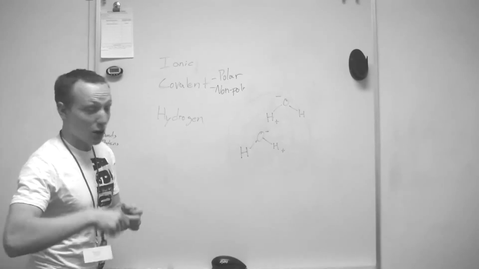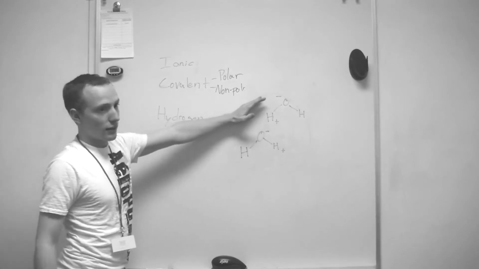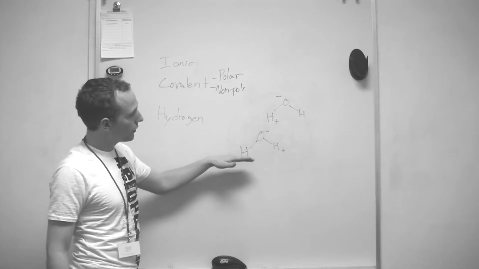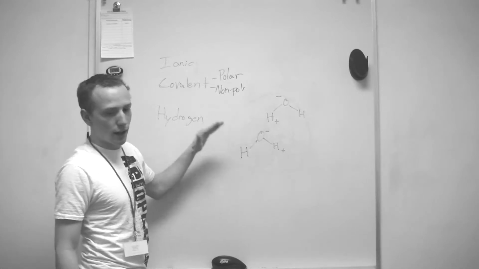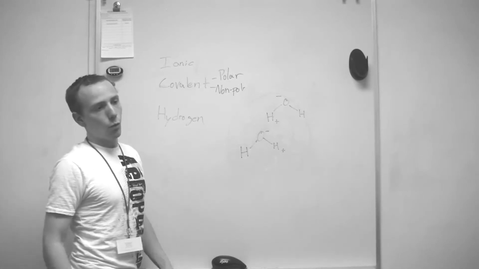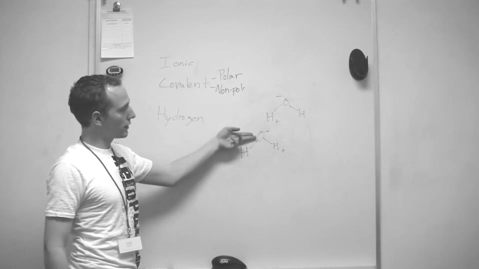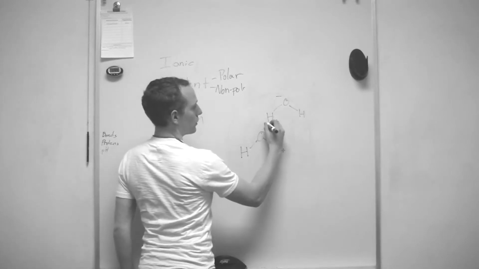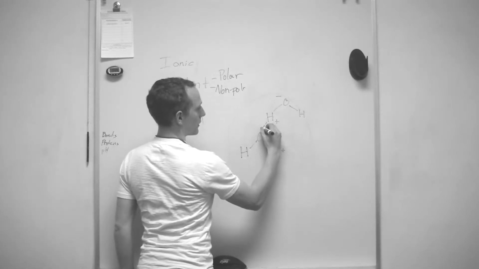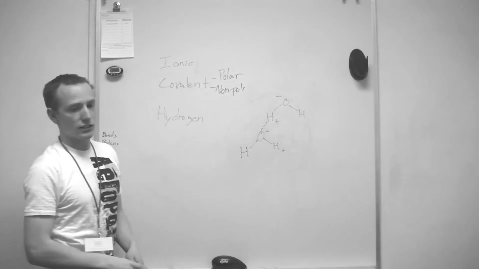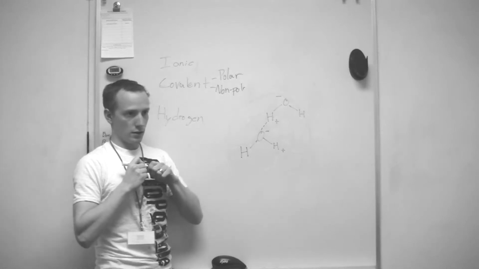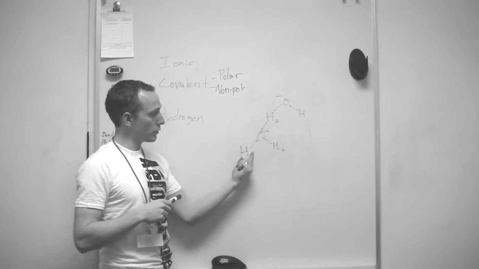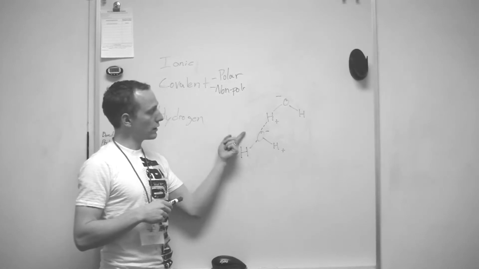So that's not equal. This is polar, not equal sharing, right? So this end is negative, this end is positive. And kind of like a magnet, negatives are going to be attracted to positives, and positives to negatives. So hydrogen bonding is these forces, these interactions between the different molecules. So not between the atoms, but between the molecules.